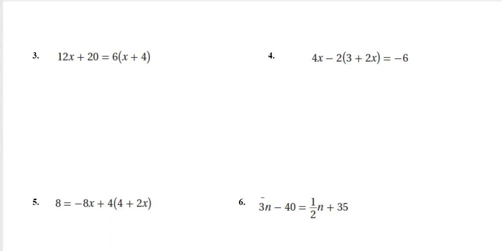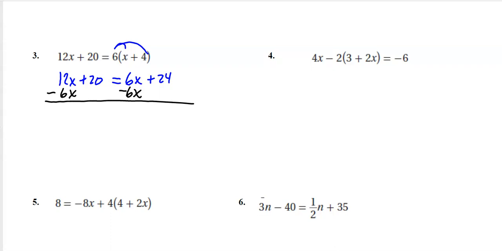Number 3, I have x's on both sides here, so nothing to do on the left. Distribute on the right. I get 6x plus 24. So now I have to get all my x's to one side. Some people always put the x's left, the numbers right. I usually put them on the side where there was more to begin with, because I like having positive x's. So I'm going to subtract the 6x from both sides.